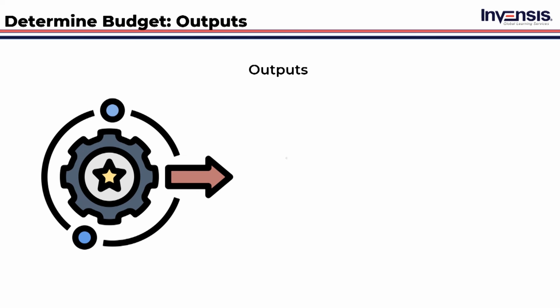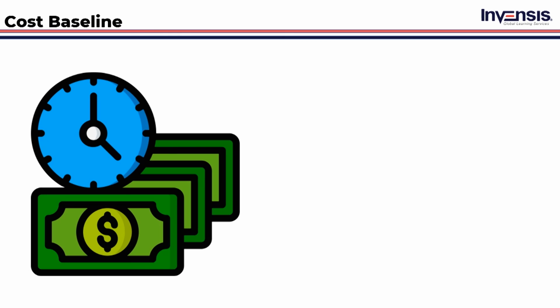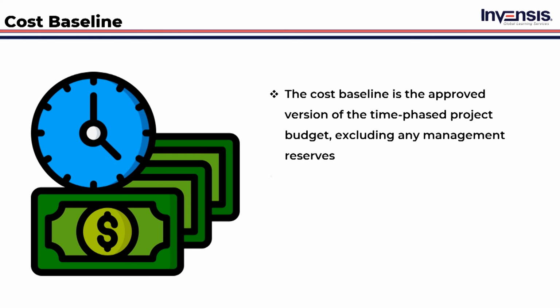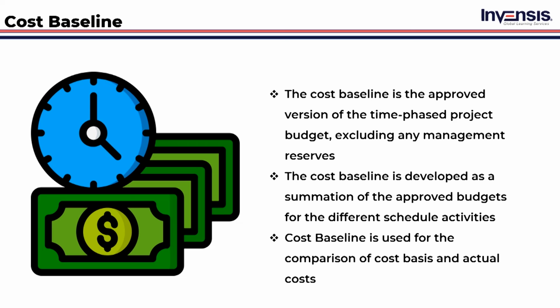The outputs of determining budget are: cost baseline, project funding requirements, project documents updates. So let's see each output in detail. The cost baseline is the approved version of the time-phased project budget, excluding any management reserves. The cost baseline is developed as a summation of the approved budgets for the different scheduled activities. Cost baseline is used for the comparison of cost basis and actual costs.